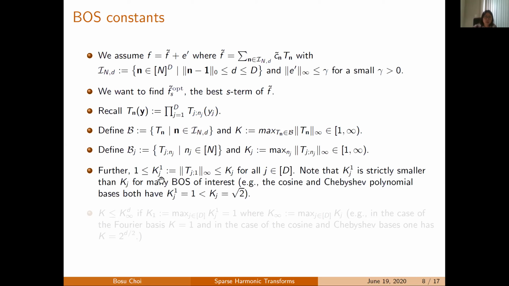And this Kj1 is defined as the infinity norm of the lowest order basis. And it is always greater than or equal to 1. And it is equal to 1 for many cases of interest, for example, the cosine basis, the Chebyshev basis, etc. And also, this Kj1 is less than or equal to Kj. And in many cases, it is strictly less than Kj.